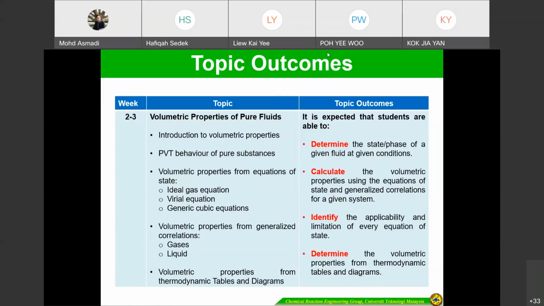If you look here, the annotated parts are the ideal gas, virials and general equation. So this is what we call the equation of state, EOS. And then volumetrics for generalized correlations, gas and liquid, vapor. For this one we will use tables, which is why the main textbook is important, because you need to do interpolation or extrapolation to determine, for example, enthalpy and entropy for vapor and liquid, volumetric generalized correlation.